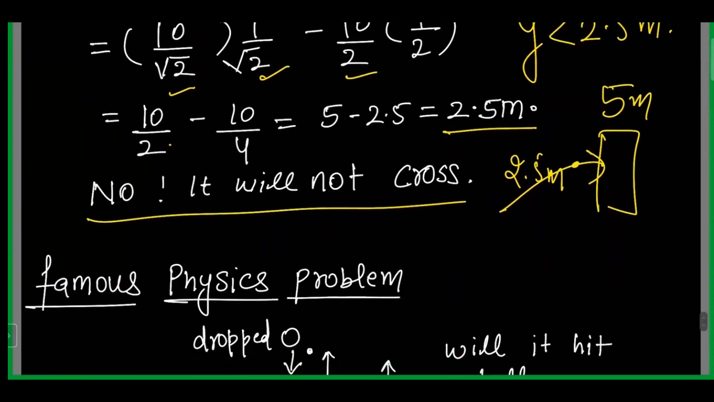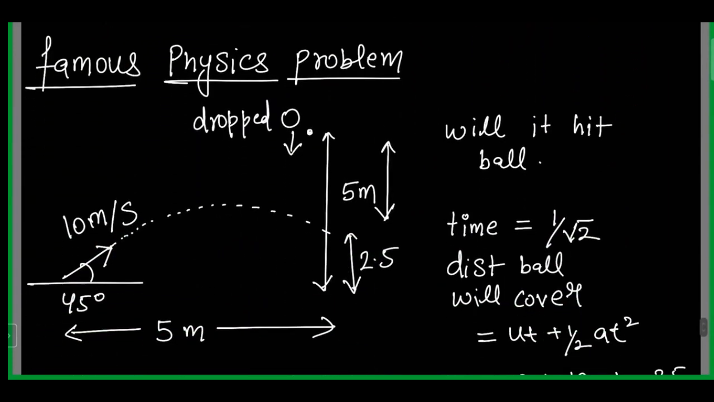Okay. Now let's come to the second problem. The second problem is also a very famous problem. Again the same situation, everything is the same. You throw a ball at 10 meters per second, 45 degrees. We already calculated that it will go here and the height will be 2.5 meters. Now the question to you is, if I drop a ball here, will this ball hit this ball?